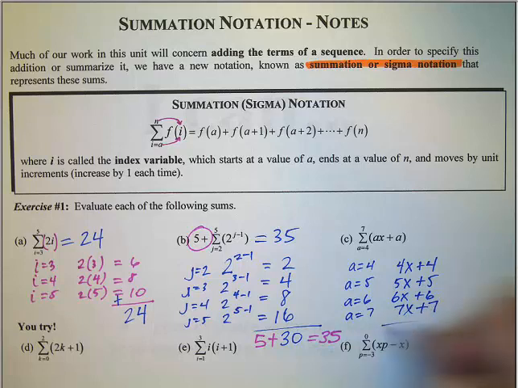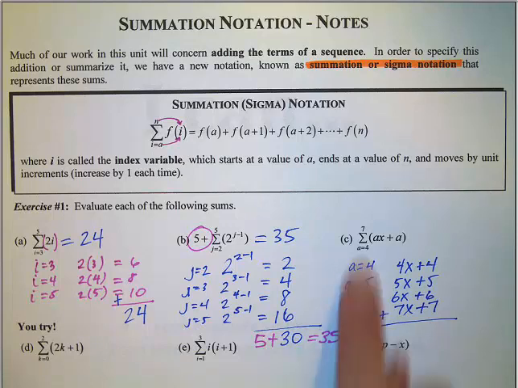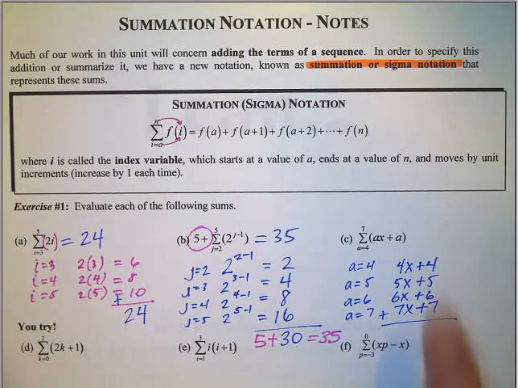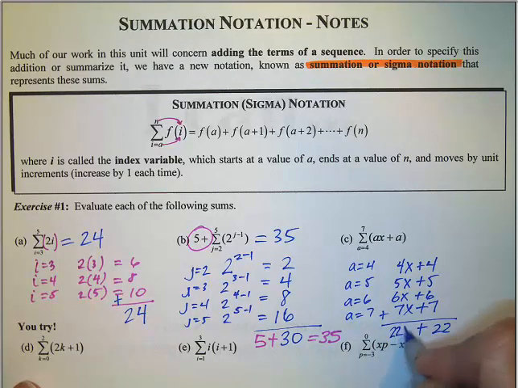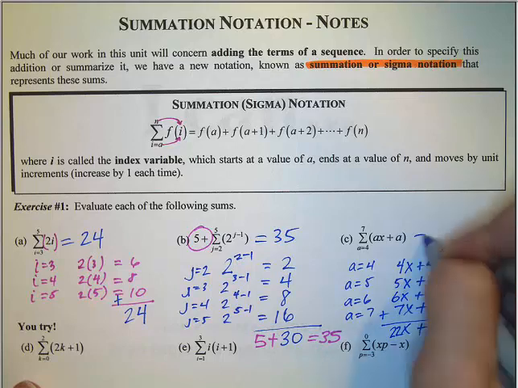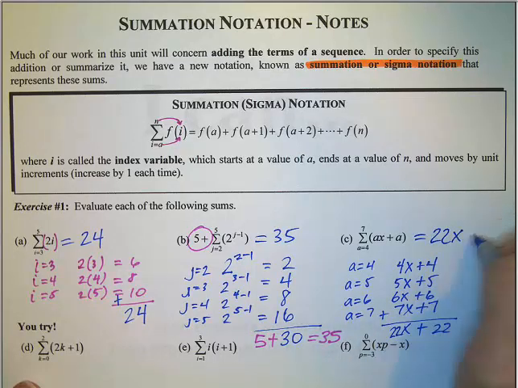And we are adding all these up. You don't have to write this part down. I do just to help me remember. So 4 plus 5 plus 6 plus 7 is 22, plus 4 plus 5 plus 6 plus 7, now with the x's on them, is 22x. So the answer to this one is 22x plus 22.